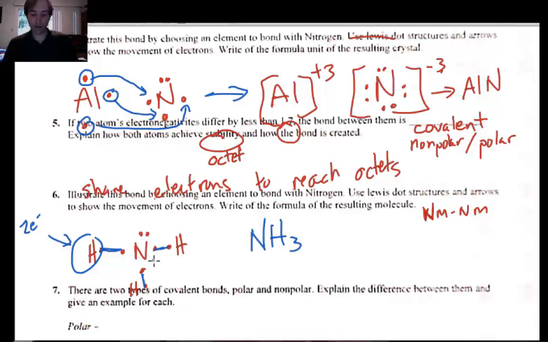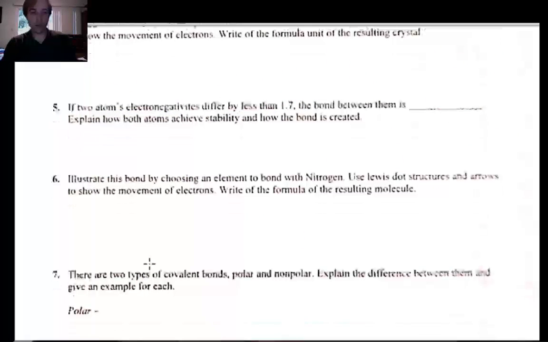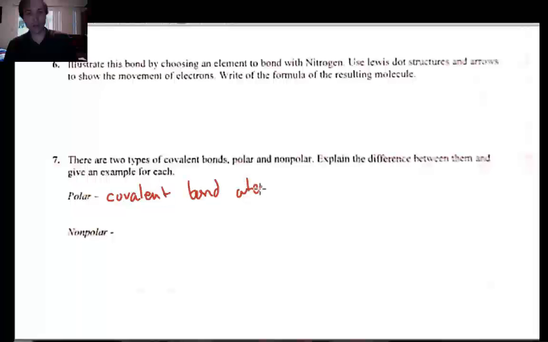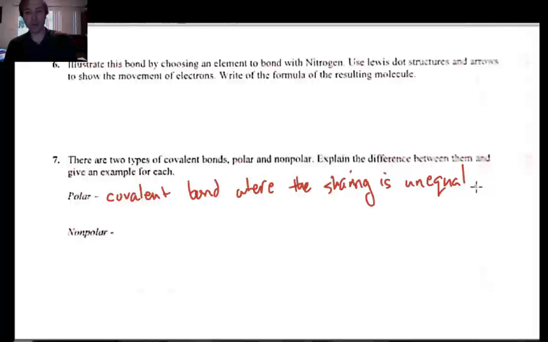Cool. All right, let's move on to number 7. And number 7 says there are 2 types of covalent bonds, polar and nonpolar. Explain the difference between them and give an example for each. So a polar bond is a covalent bond where the sharing is unequal. And we can quantify this, meaning we can give it a number now because we've talked about covalent bonds and polar bonds versus nonpolar bonds.